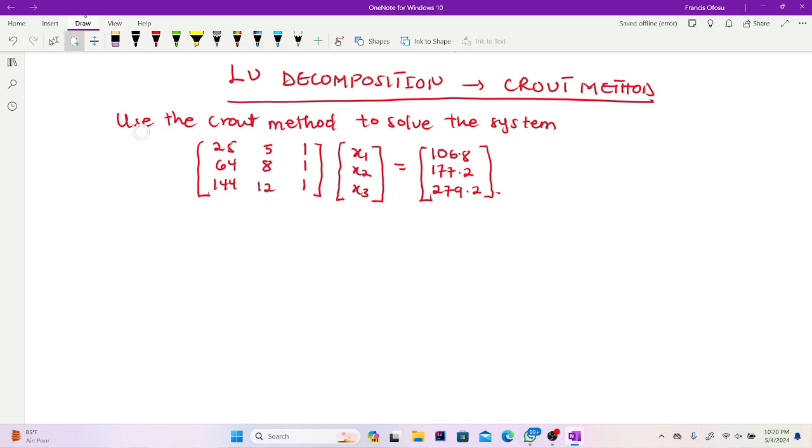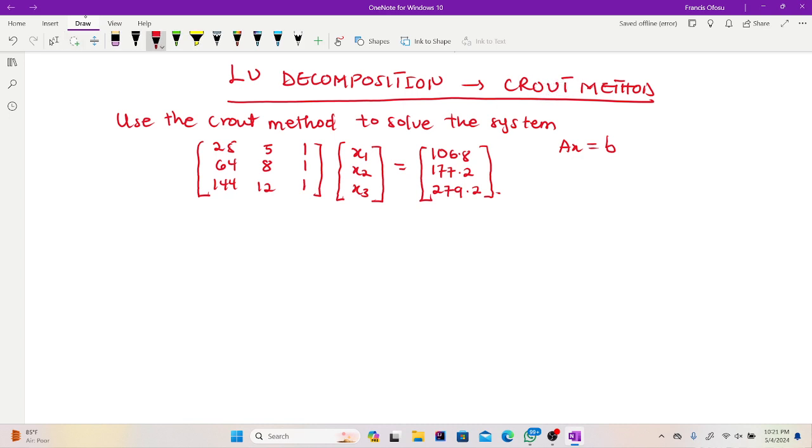So I have a problem here which I'm going to use to explain the concept to you. It says use the Crout method to solve the system. So I have a 3 by 3 matrix here multiplying x1, x2, x3 and it's equal to this. This is what we call a system of equations. We've represented a system of equations in matrix form. This form is basically called Ax is equal to b, where A is your coefficient matrix, x is the variables, and b is your right hand side.